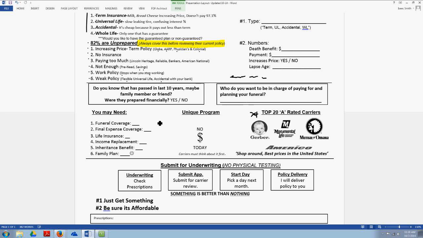Okay, so all I'm doing, guys, you have to keep in mind that only 1% of the people send this card back. 99% of the people, if we send this to 1,000 people, 990 of them are going to throw it away.